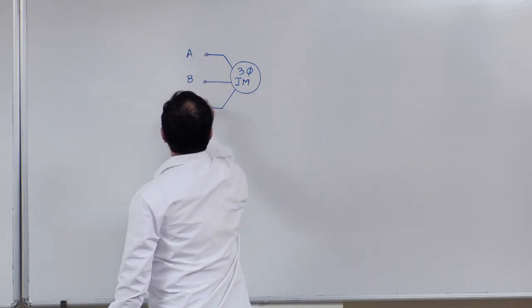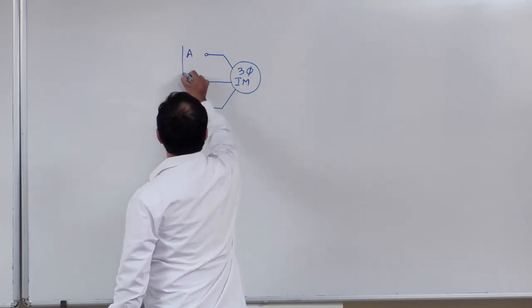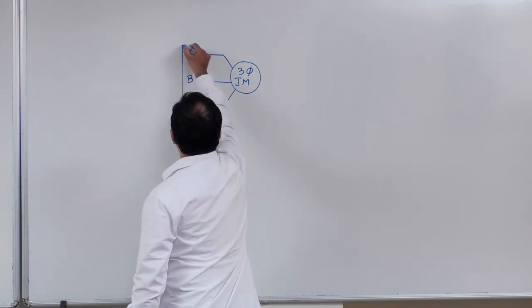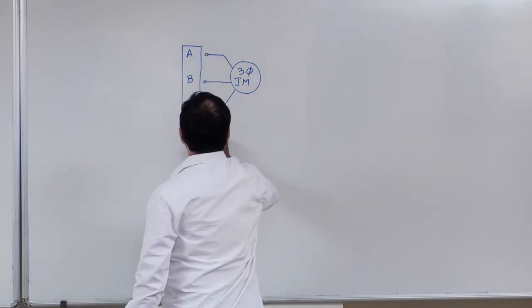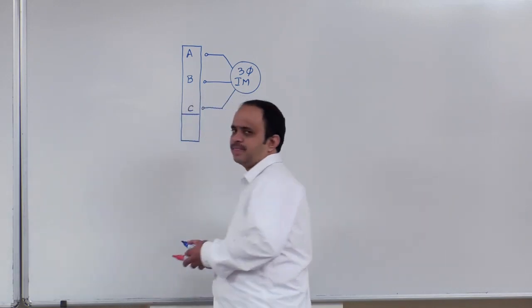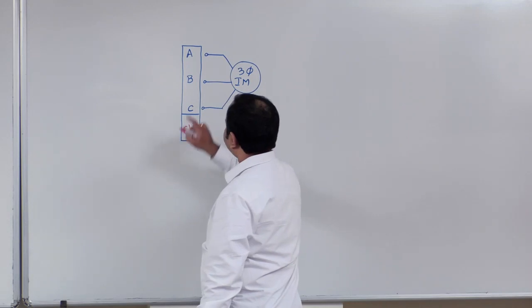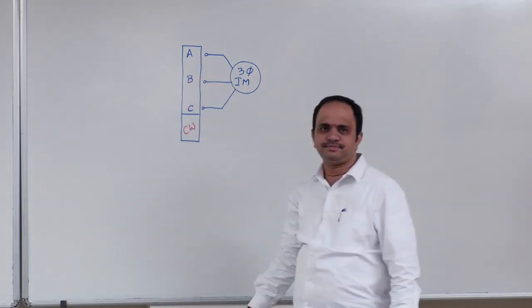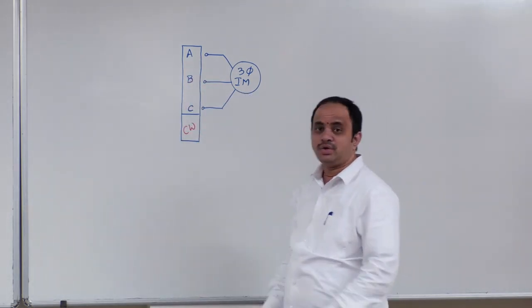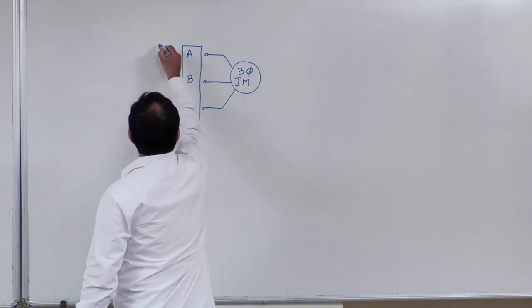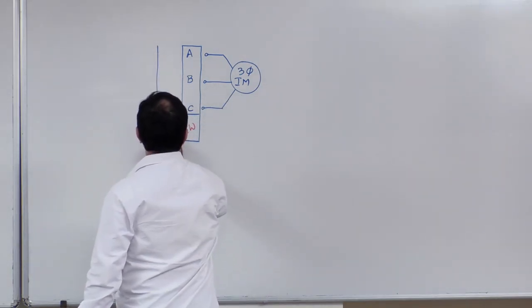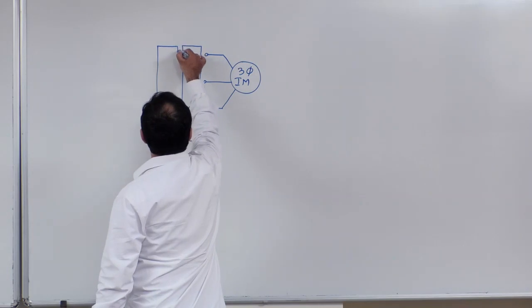It is supplied with a phase sequence of ABC. Let us assume that it is rotating in a clockwise direction with this phase sequence. Now, we want to change the direction of rotation for this three-phase induction machine.